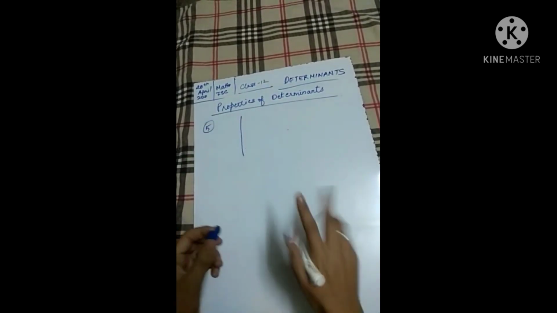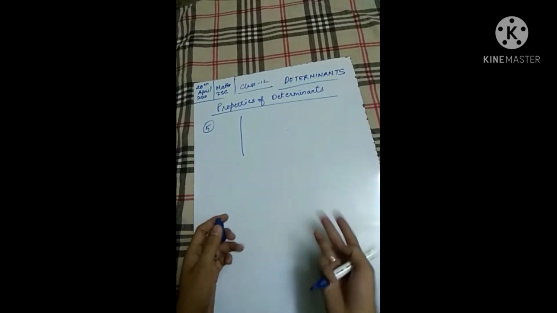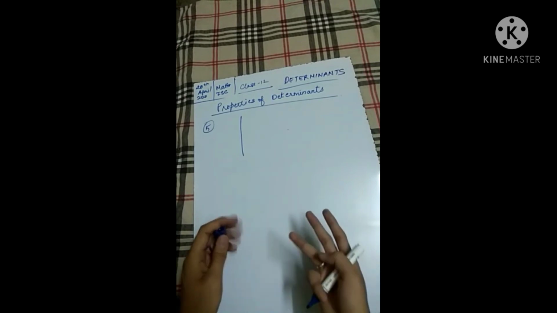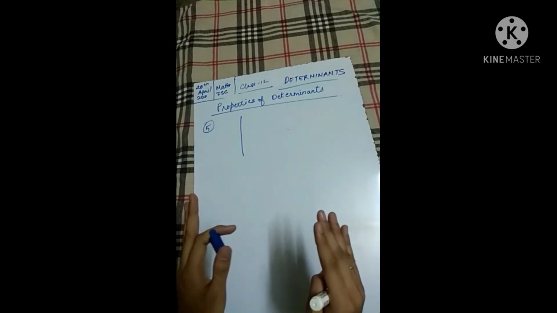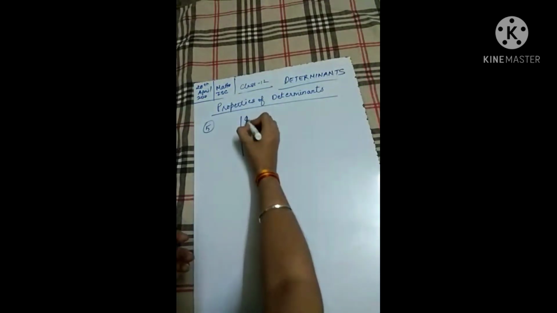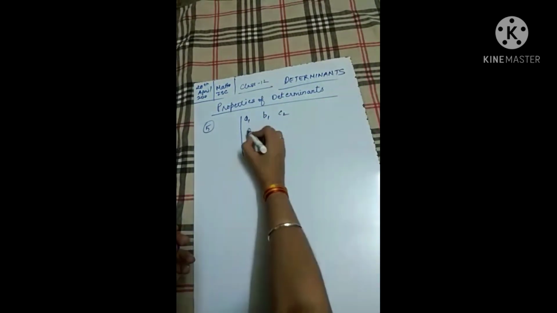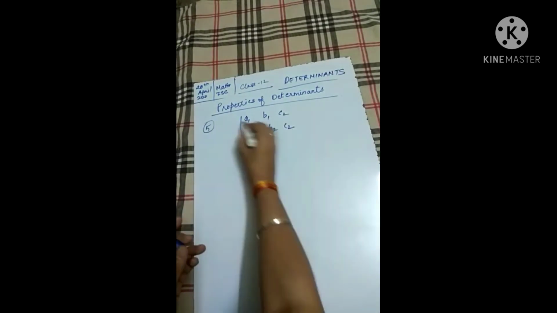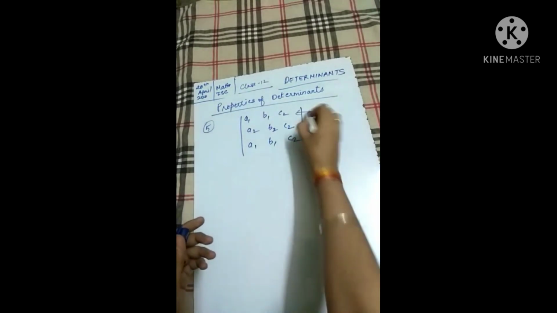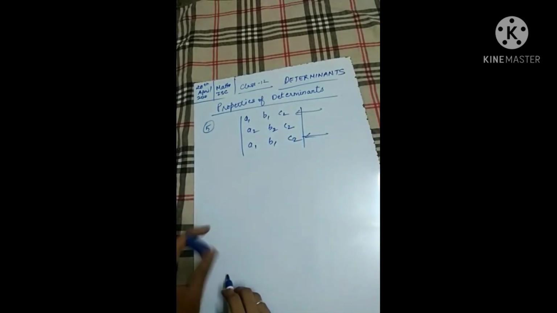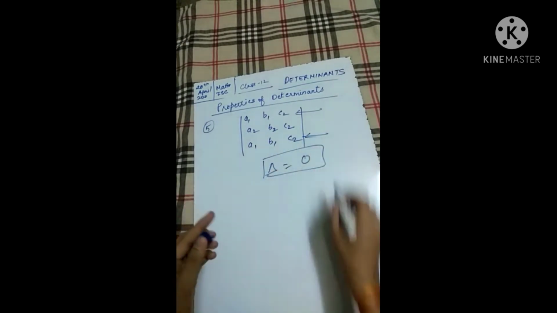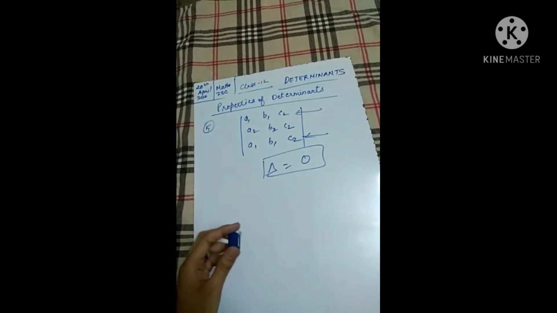If you have two rows or two columns same, or three rows or three columns same, then the value of your determinant will be 0. Say for example, you have a1 b1 c1, a2 b2 c2 and again the same a1 b1 c1. As we see, these two rows are the same, hence the value of this determinant will be 0. This is the fifth property.